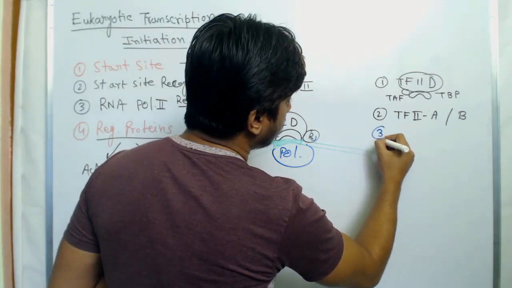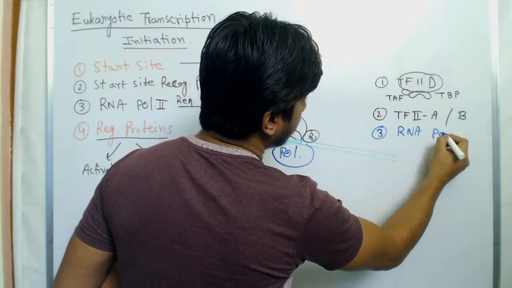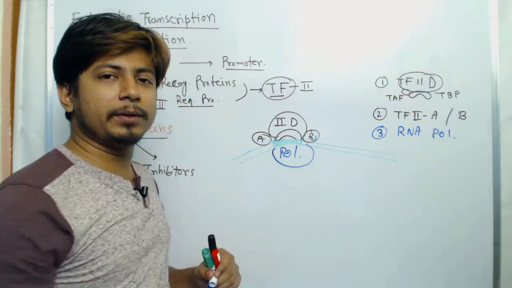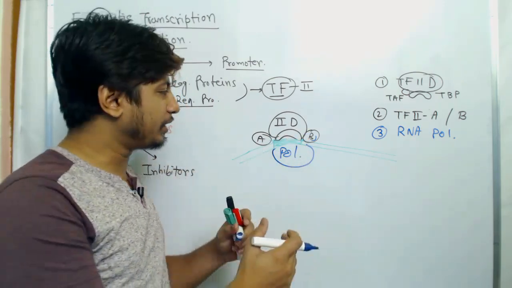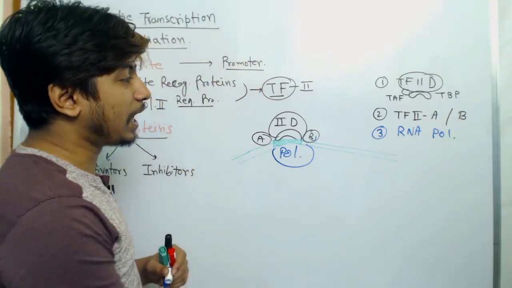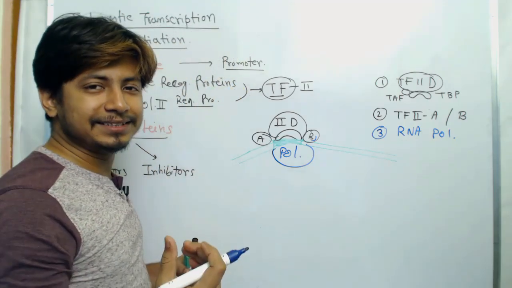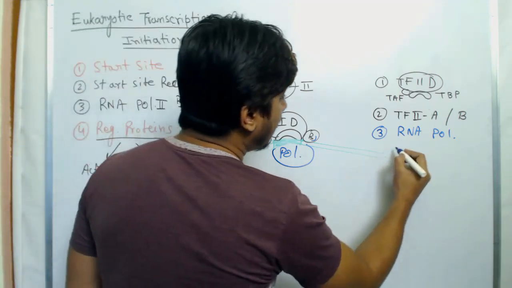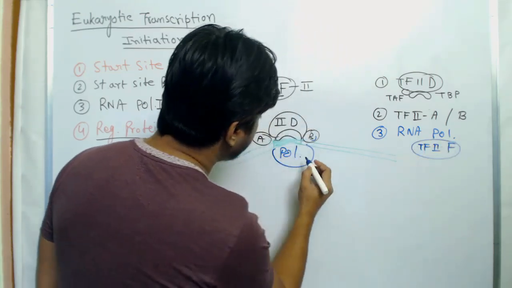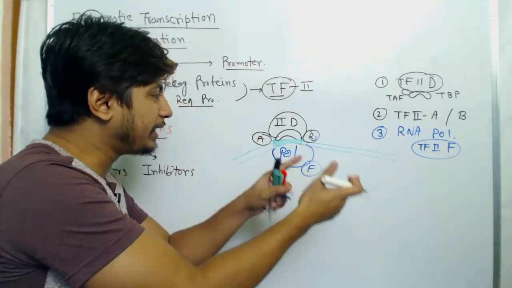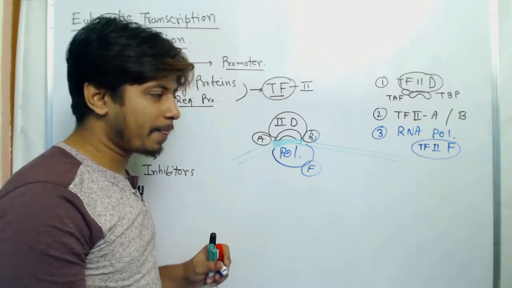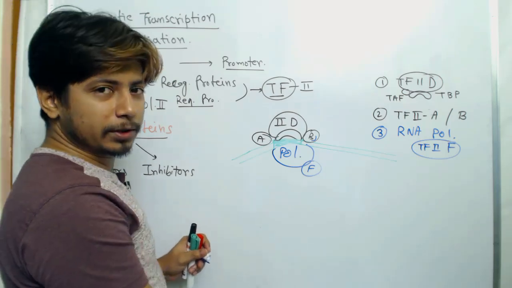So the third step comes, the RNA polymerase. But the question is, RNA polymerase cannot bind to the promoter on its own. It cannot recruit itself. So recruiting proteins help in recruiting RNA polymerase, but RNA polymerase needs an escort protein, that is TFIIF, which remains attached to the RNA polymerase and guides the RNA polymerase to bind to the promoter. Okay, so RNA polymerase is now attached to the promoter.